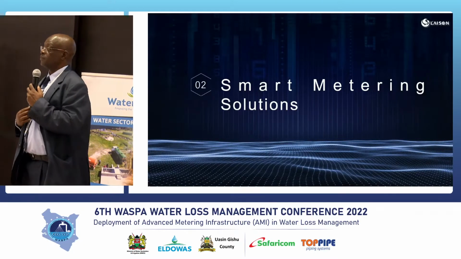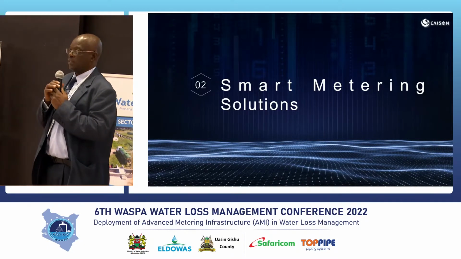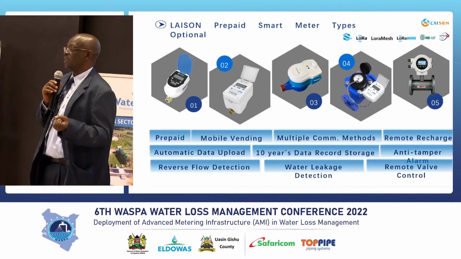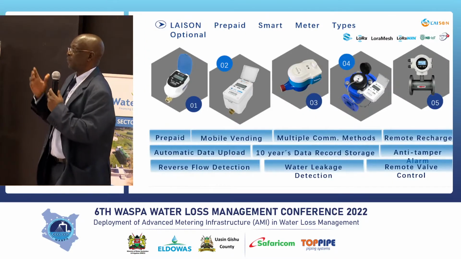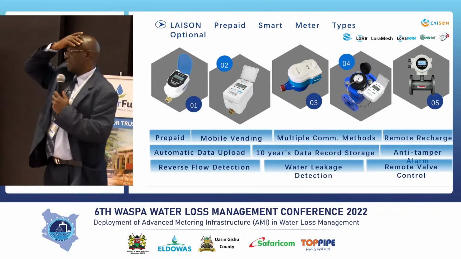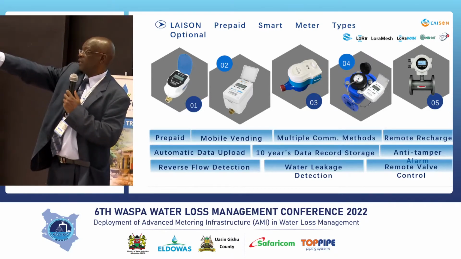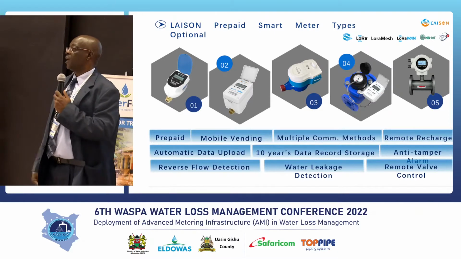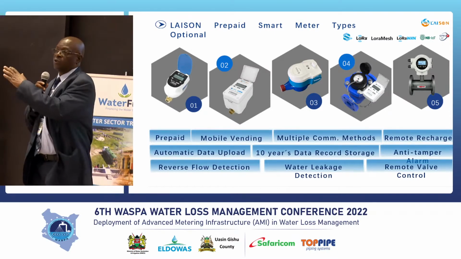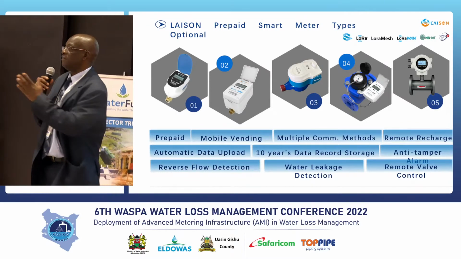Next. Now, let us look at the solutions Liaison wants to provide to the WSPs so that you can appreciate how they solve the problems we have just seen. We have the prepaid meters, we have the vending, we have the multi-communication methods, and remote. All those meters have their own advantages.